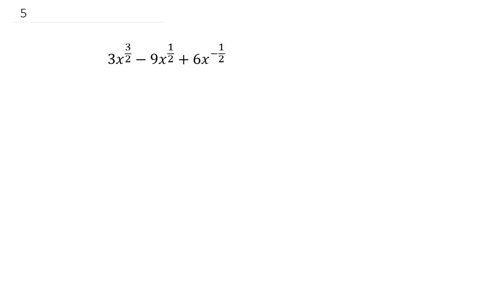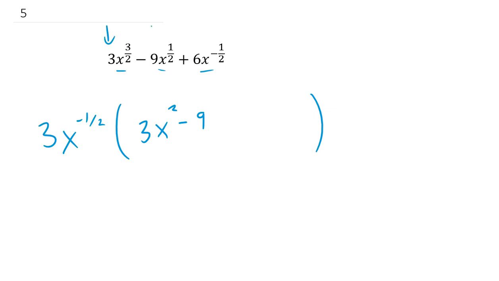Again, I have an x in all of these. So I'm going to factor out x to the -1/2 because that's the lowest power I have on x. 3x to the 3 halves minus -1/2 makes 4 halves. Minus 9. Oh, you know what? I did that wrong. I should have also taken out 3.